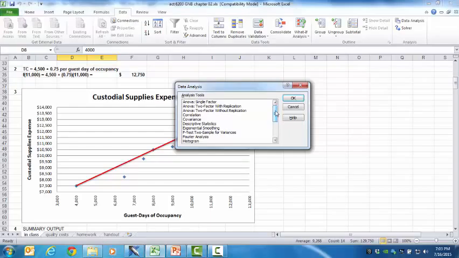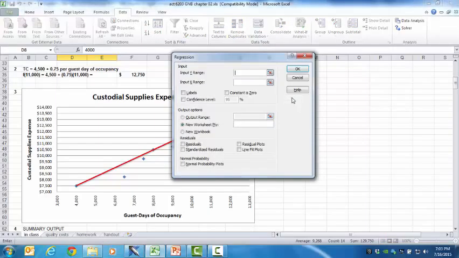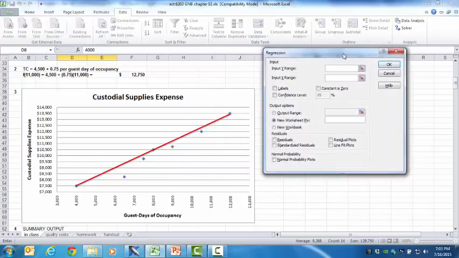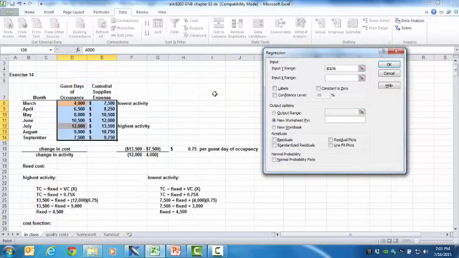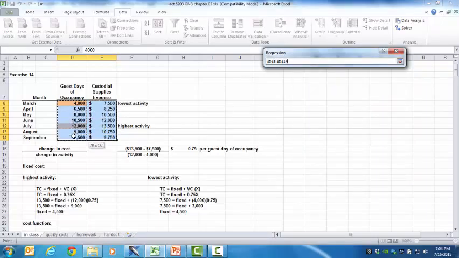So I'm going to select that, and you can see in this list that it gives you all kinds of statistical things like correlation, descriptives, analysis of variance, F-tests, histograms. These are things that I know you should have done. T-test, Z-test, but the one we want is regression, so I'm going to click on that. And it's going to ask me for some data. So I'm going to scroll up to my actual data here. And the Y over here, this represents your dependent variable, or in this case, the expense. The X is your independent variable, which would be your activity.